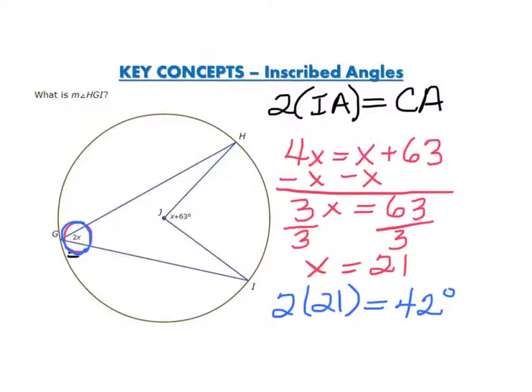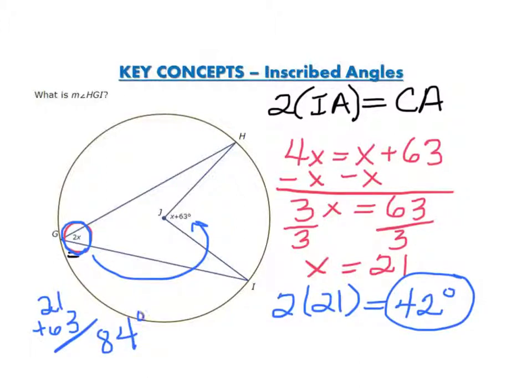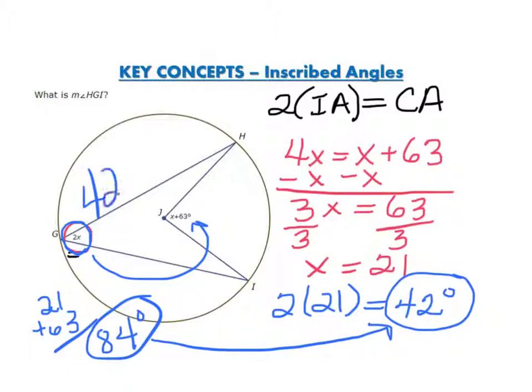Now I'm going to come back up here to make sure. If 42 is half of that central angle, it should be 84. So I'm going to take x is 21. 21 plus 63 is 84. And half of 84 is 42. So the measure of the inscribed angle is 42 degrees. So that answer is right. So once you get an answer, just check it to make sure it's right.